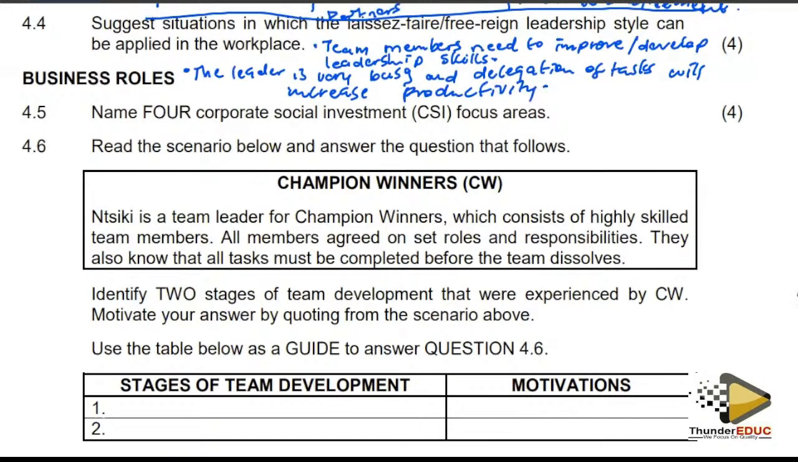Okay, right. So now moving on to the next question, 4.5. 4.5 is as follows: name four corporate social investment focus areas. So remember, it should focus on community, rural development, employees, as well as environment.